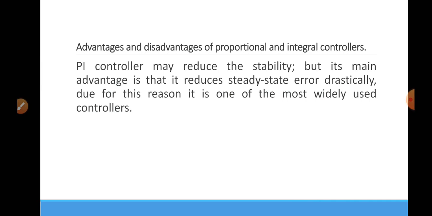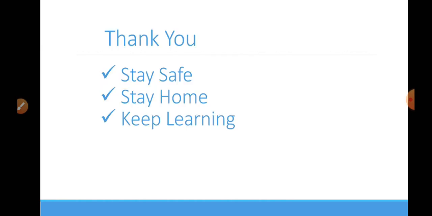Now there are some advantages and disadvantages of this proportional and integral controller. A PI controller may reduce the stability, but its main advantage is that it reduces the steady state error very drastically. Due to this reason only, it is one of the most widely used controllers in industry. So this was all about the proportional integral type of controller and the derivative type of controller.